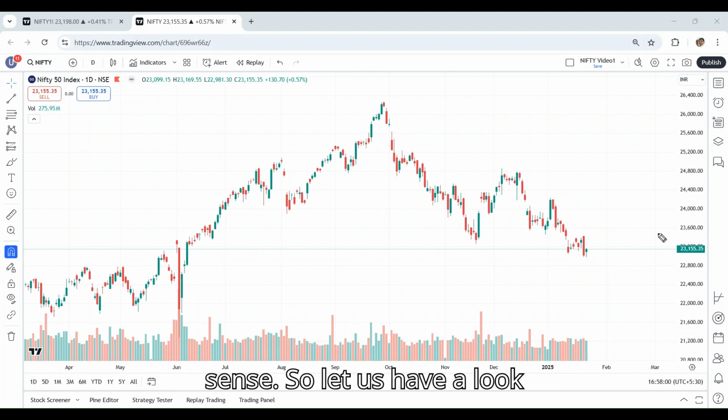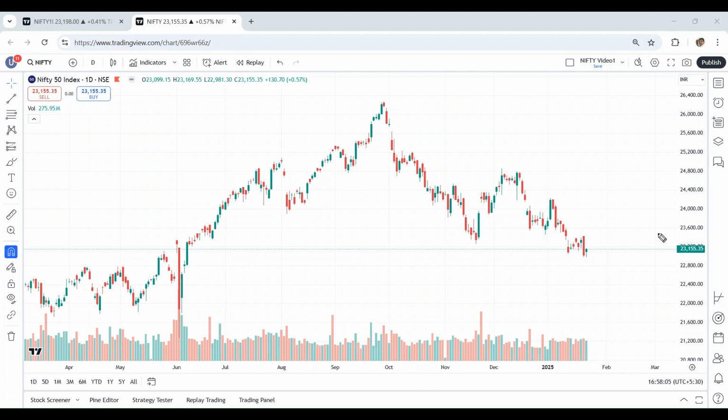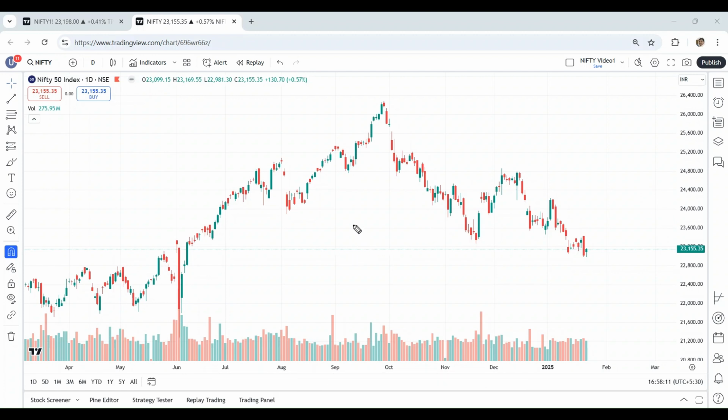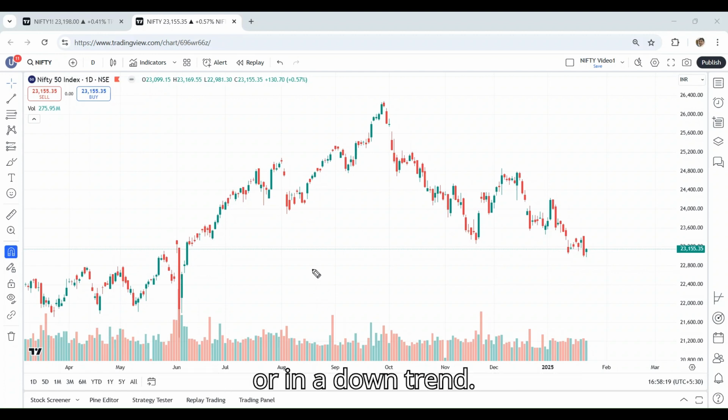So let us have a look at the Nifty chart through moving averages. Okay. Generally, the 200-day moving average is considered to be an important one to say whether we are in an uptrend or in a downtrend.